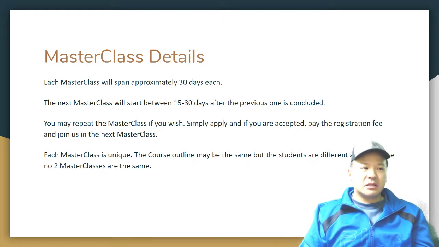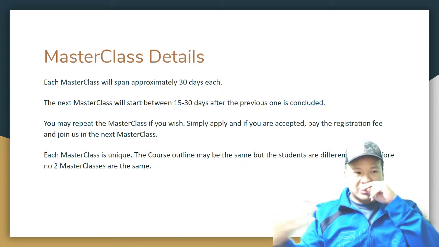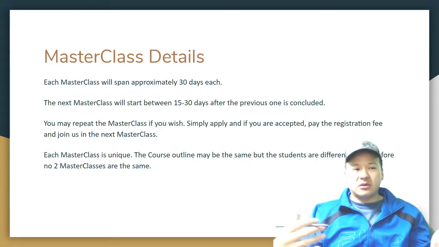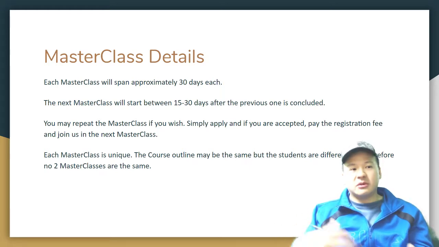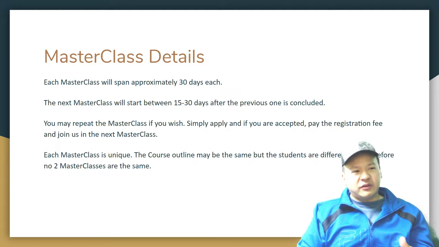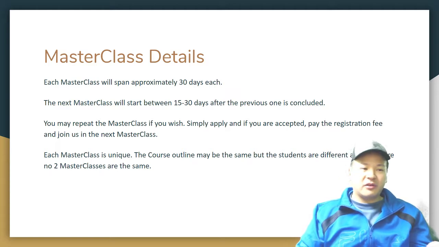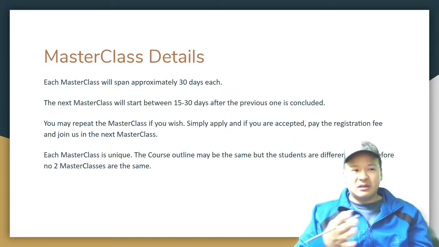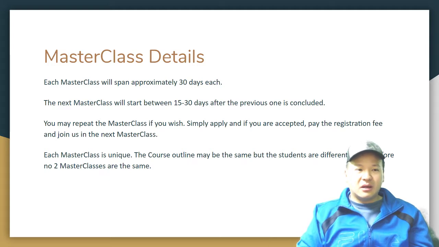So the next masterclass will begin 15 to 30 days later, and this next masterclass is actually the next phase, right? If you finish number one, then you go to number two, then you finish number two, you go to number three, but in between maybe 15 to 30 days, depending on a lot of different factors. But I'm just going to say that maybe we're not going to start the next day. We'll see how it goes, but this was one of the ideas, to give a little break in between.